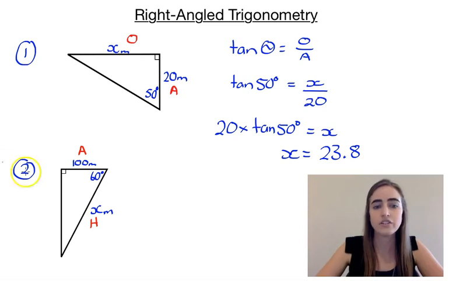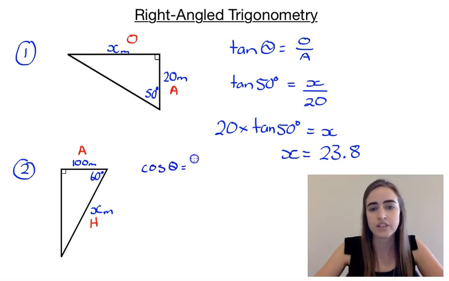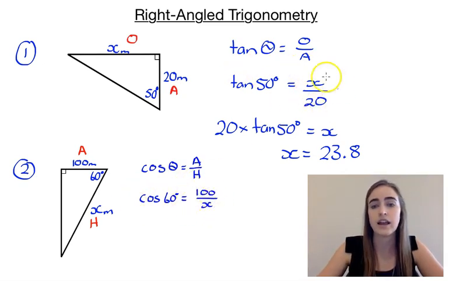So the trig ratio that involves the adjacent and the hypotenuse is cos. So we'll write cos theta is the adjacent over the hypotenuse, then fill in what we know. So cos of 60 degrees is equal to 100 over x. Now the difference between this equation and our first example is that in this one, our variable, our x, what we're trying to find, is in the denominator.